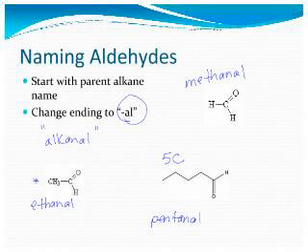Do we need a number to tell us where the carbonyl group is? No, because it's got to be at the end, which automatically makes it carbon number 1. So we don't need to tell us that, because if the carbonyl is anywhere else, it's not an aldehyde. All right. Are we good?